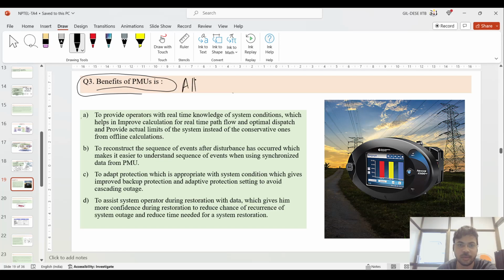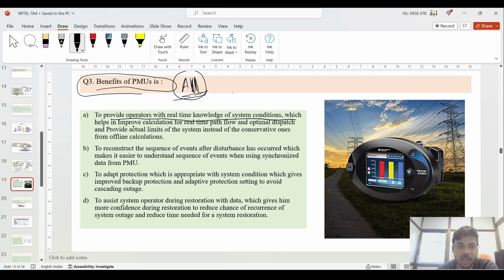Okay. Coming to this benefits of PMUs question, actually all the options are correct. I made this question based on the slides which have been provided to you. I have joined all the columns. If you see, there was one slide with the benefits and further benefits in certain parts. I have combined all this into these four statements.